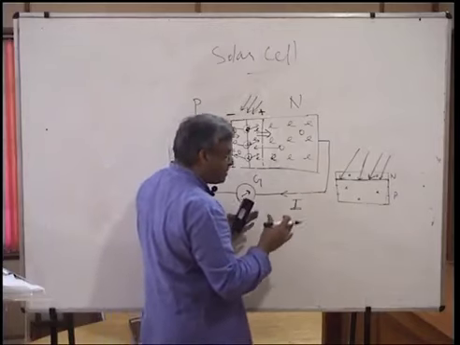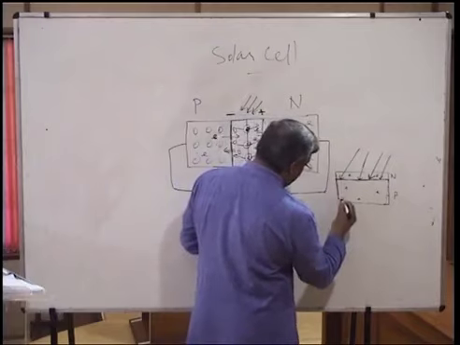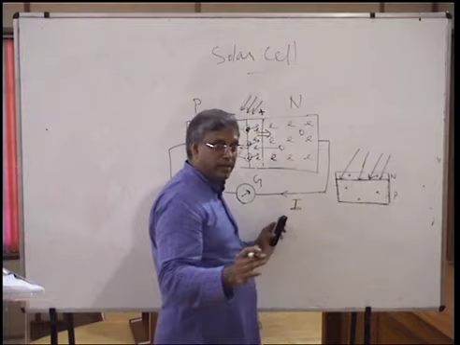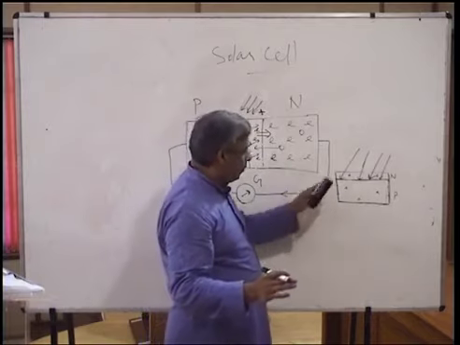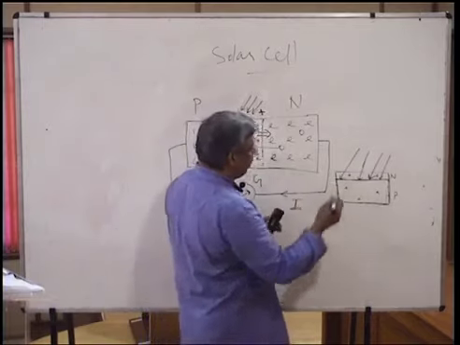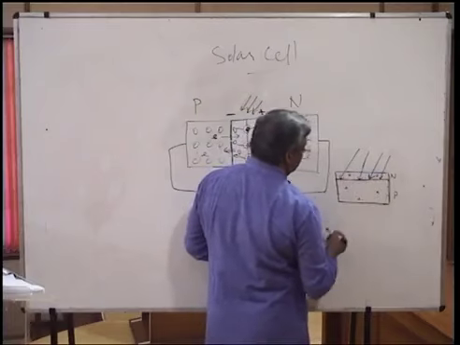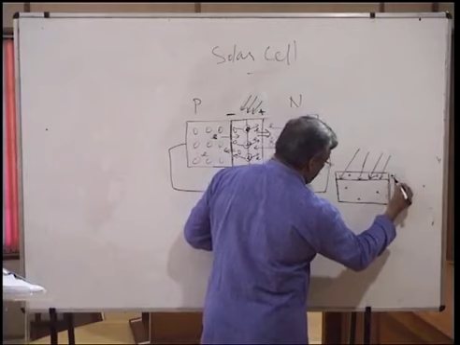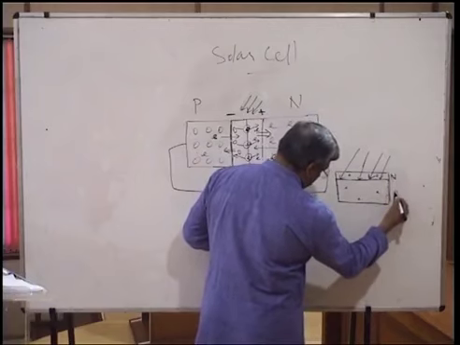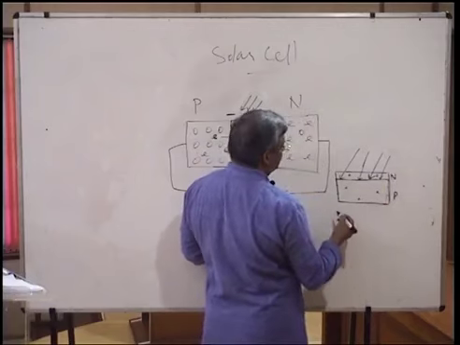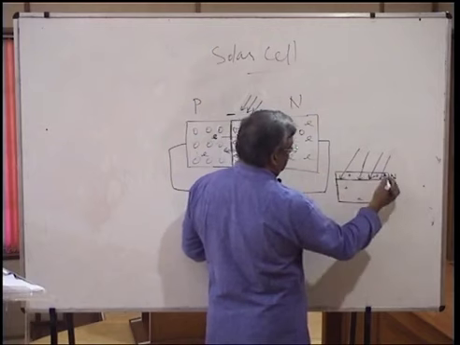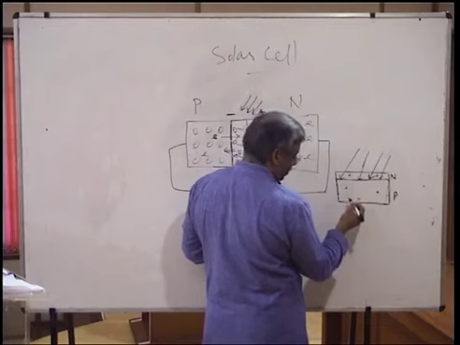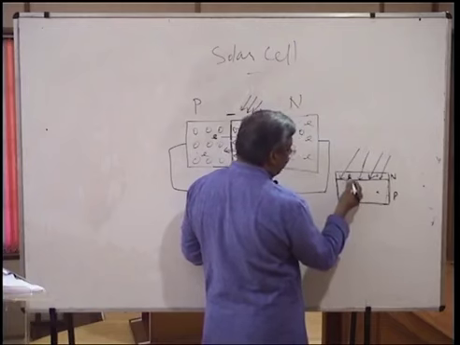Now let's imagine the practical making of this particular solar cell. We are doing an experiment in the lab, by the way, on solar cells, and we have already said that the N region is taken at the top and the P region at the bottom, because, as we said, electrons are 3 times more mobile than holes.